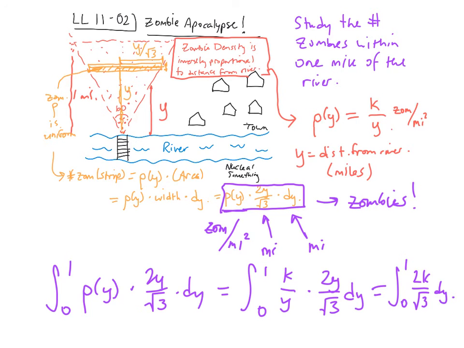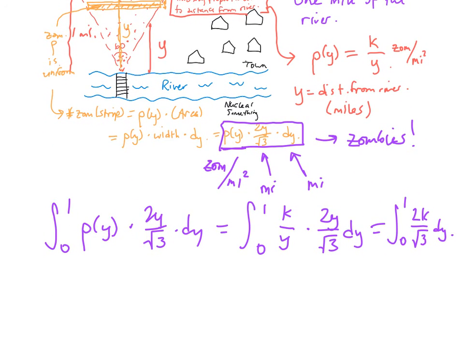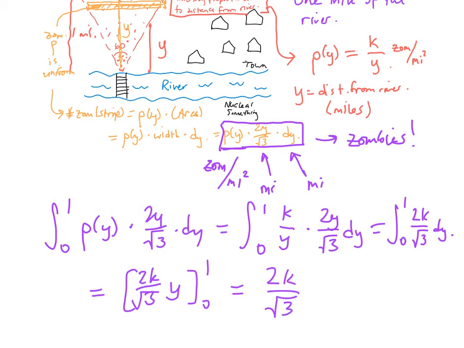And then when I integrate that, I'm going to get, let's see, I think the antiderivative is just going to be, k is a constant, so I get 2k over root 3 times y, evaluated at 0 and 1. So I think the number of zombies is going to be 2k over root 3, for whatever value of k we're talking about there. And then, if I knew something about the value of k, I could actually determine the number of zombies.